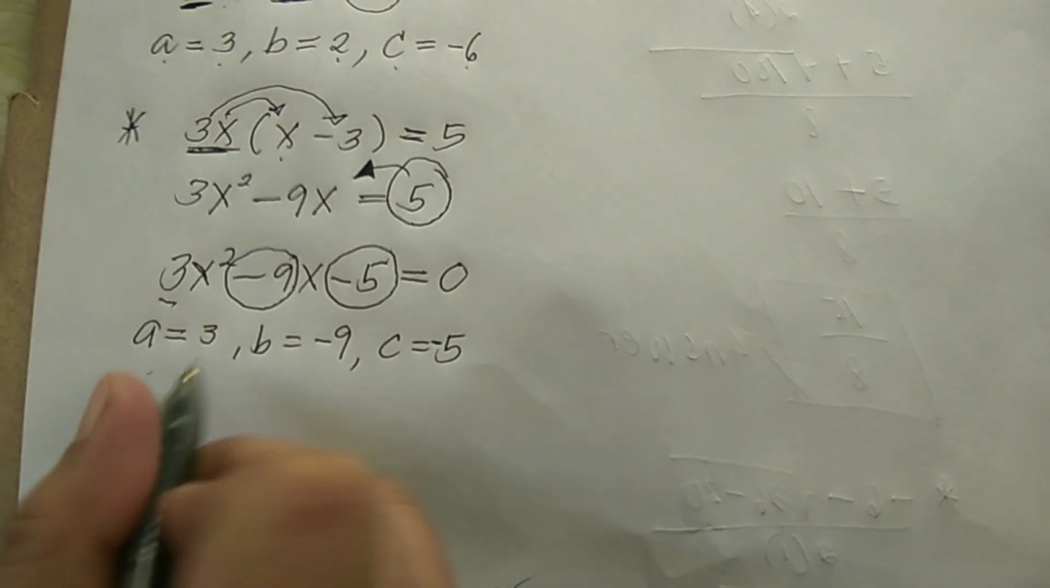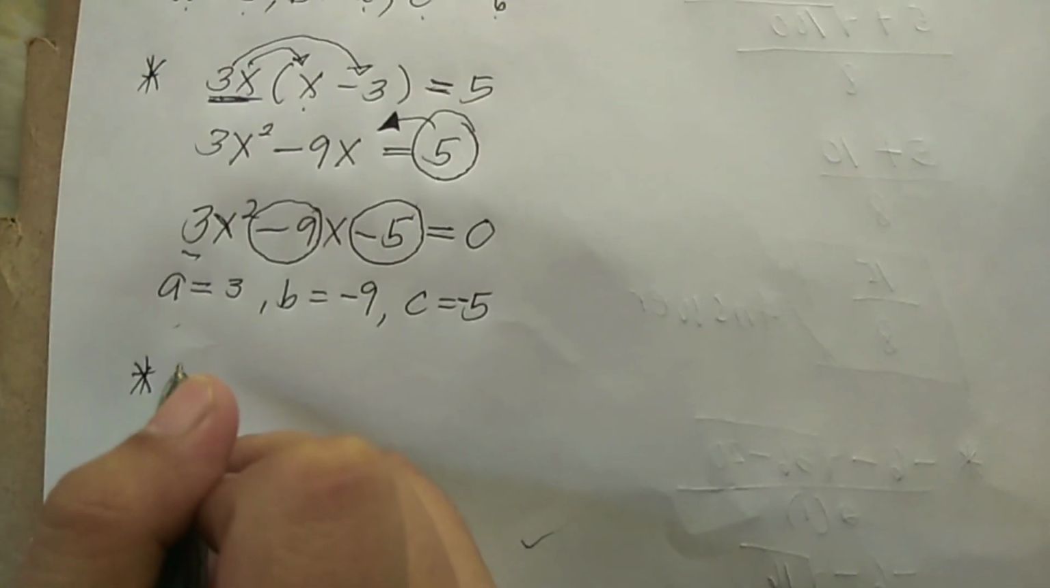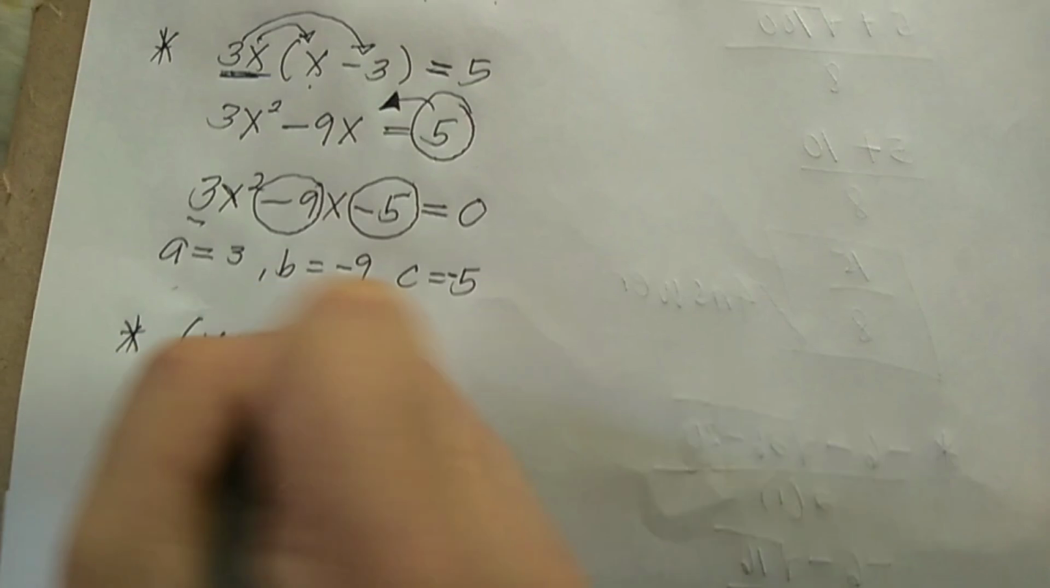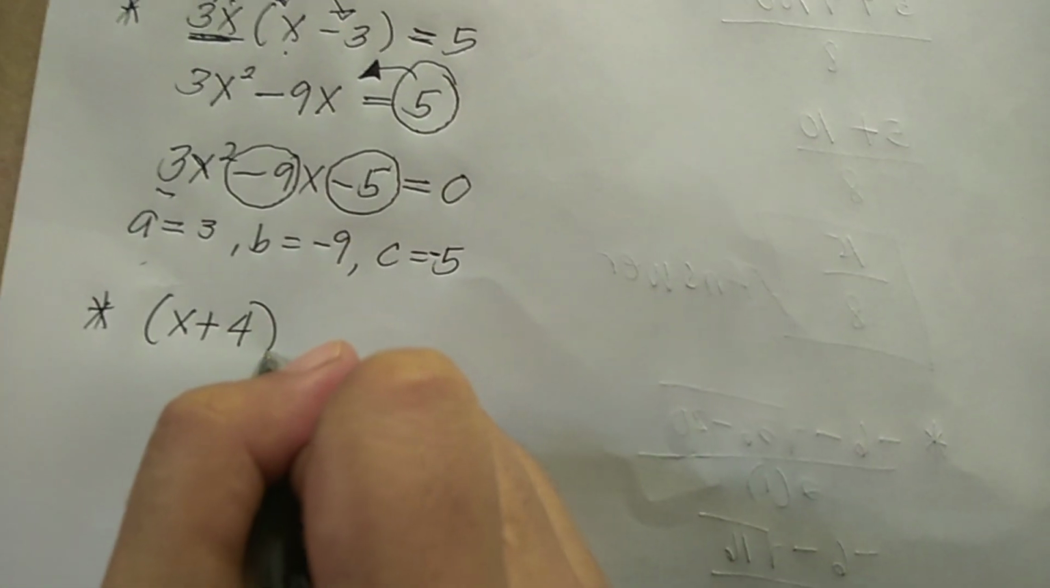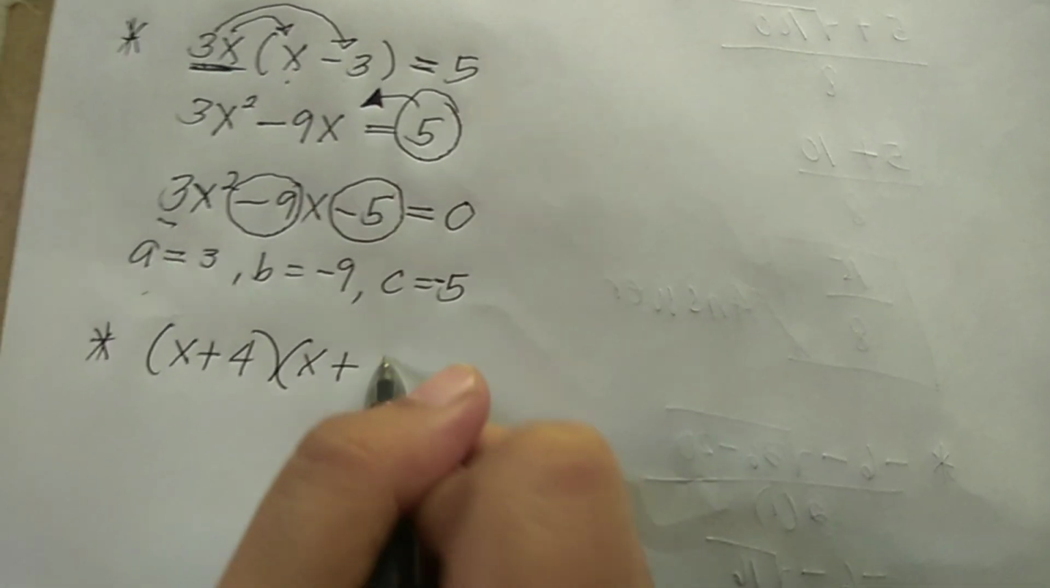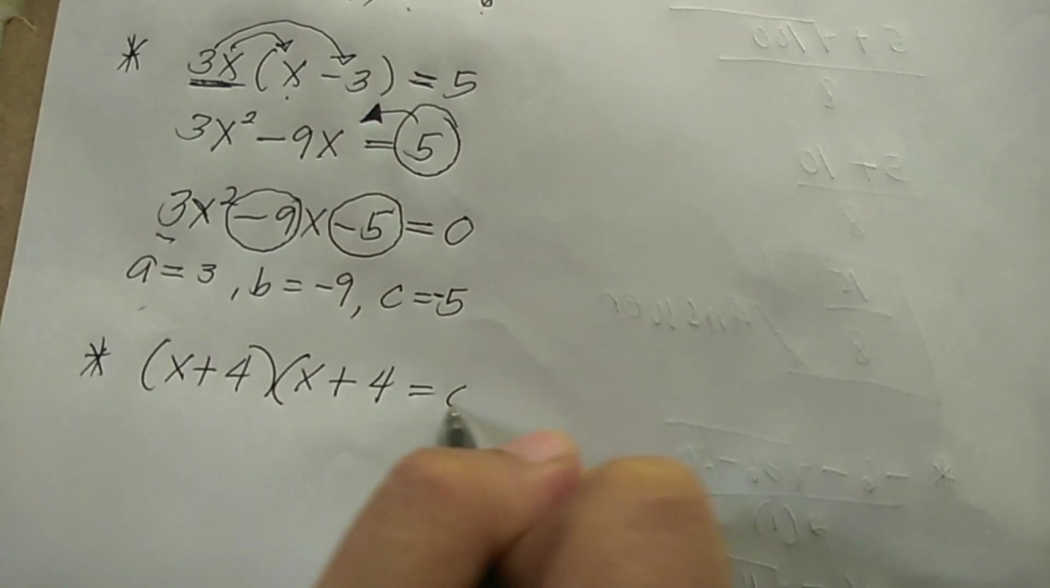Another example, when the form or the expression is like this: x plus 4 times x plus 4 is equal to 0.